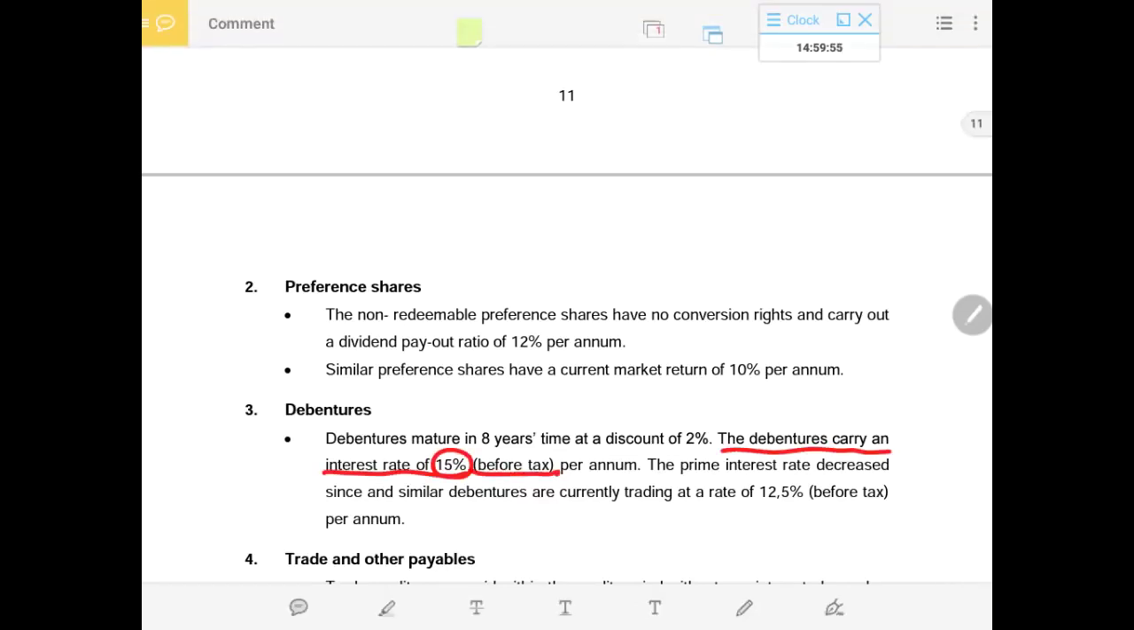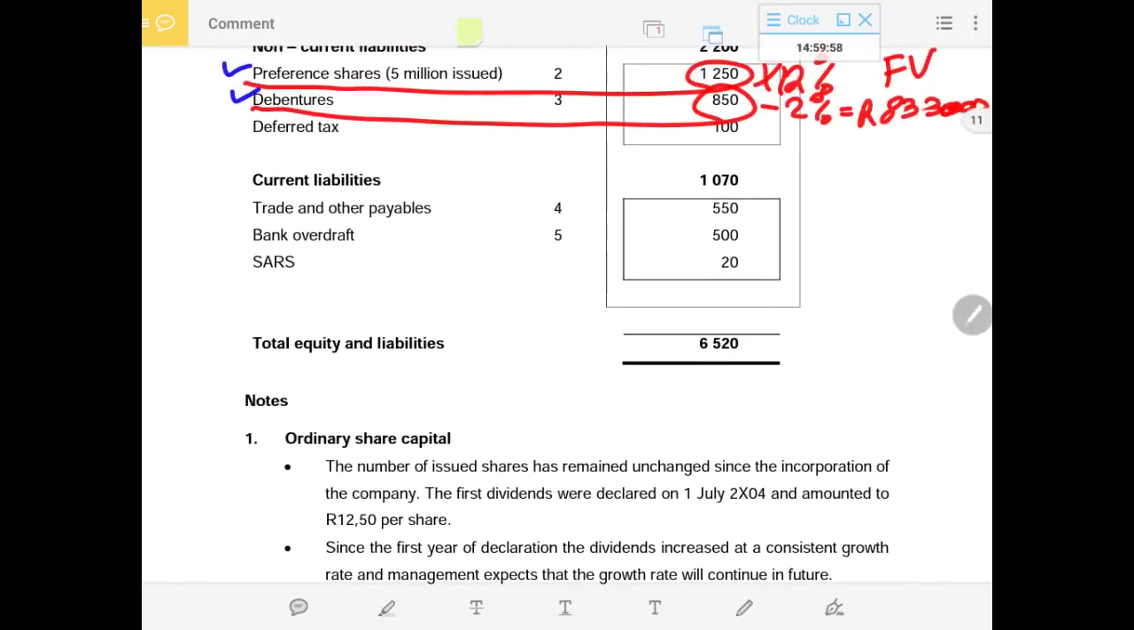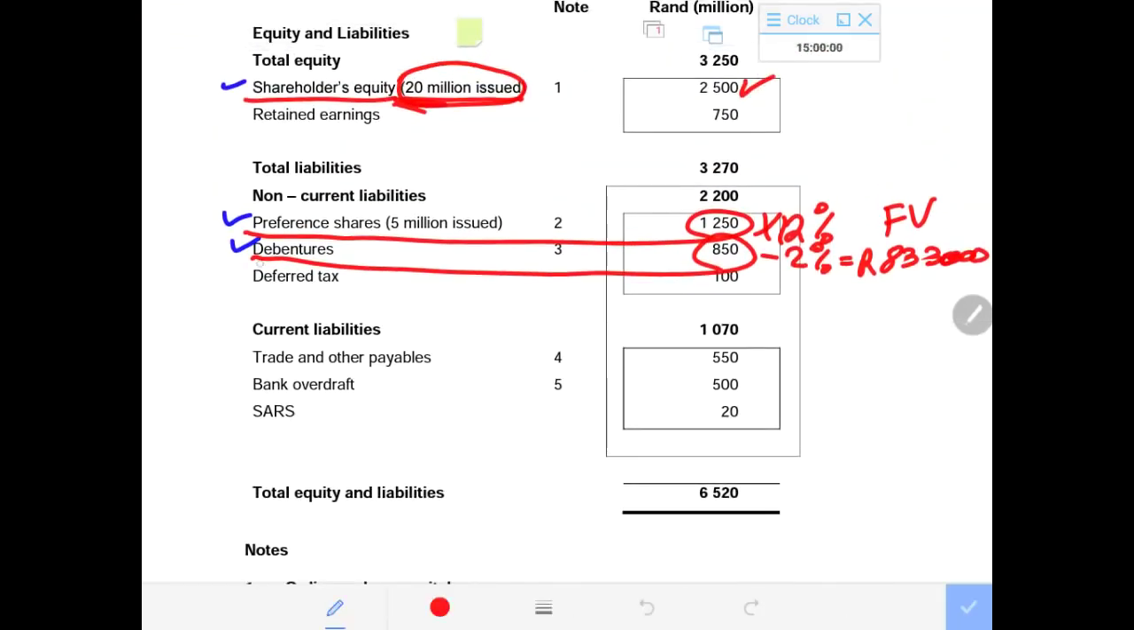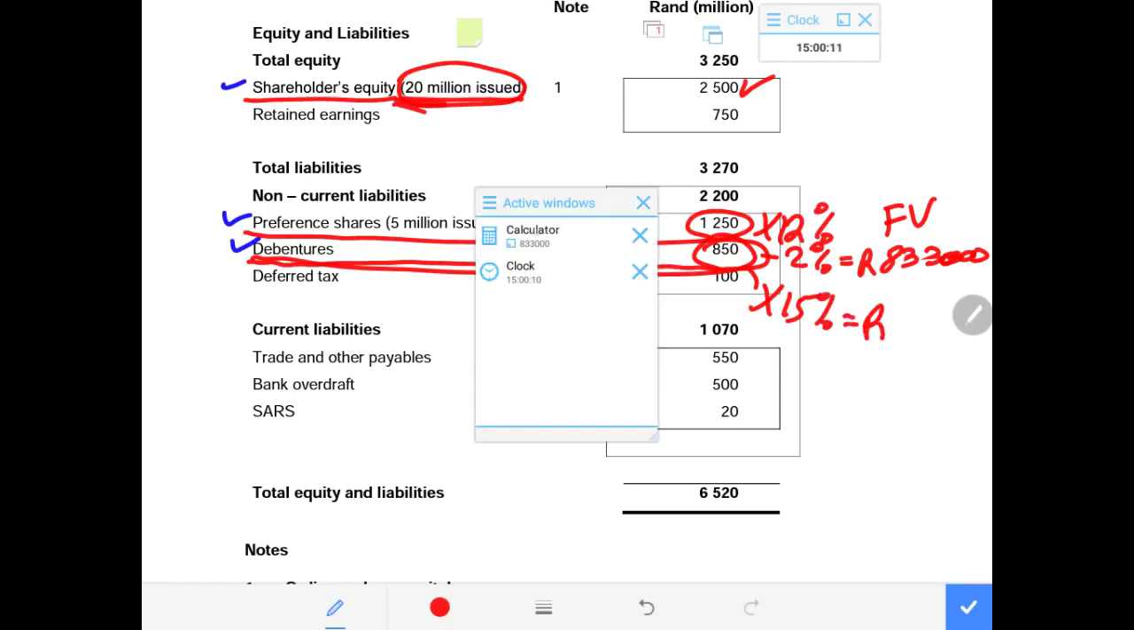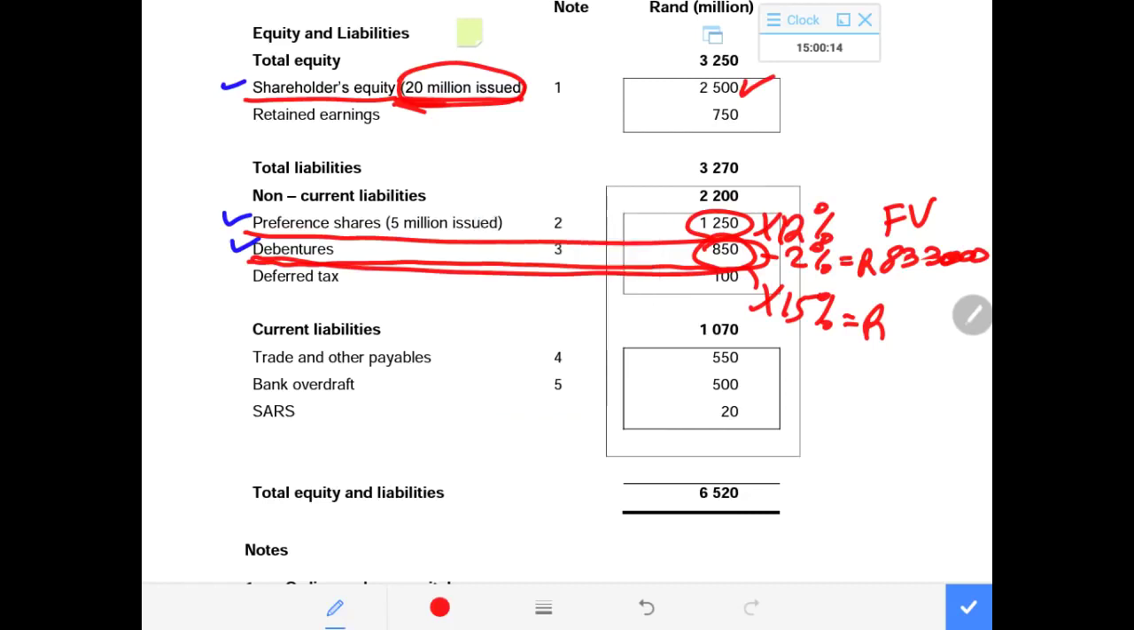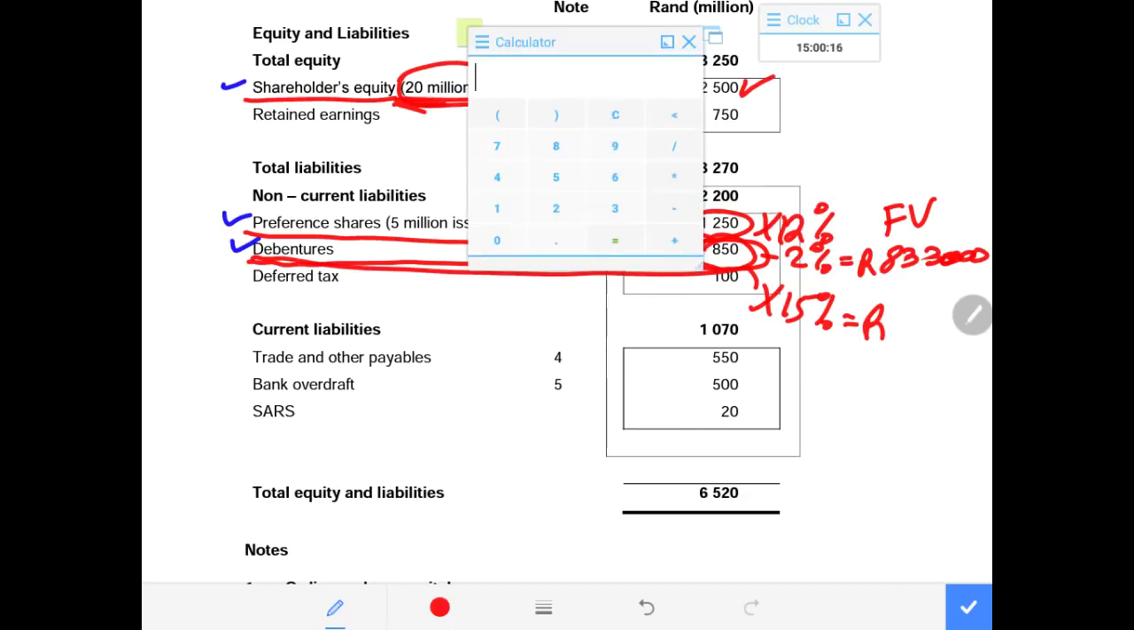So now, meaning out of the capital that our debenture holders have invested in our business, out of that 850,000 rands, 15% of that is money that we pay every end of the year because we agree to pay this to our debenture holders. So that becomes our interest, but before tax. So we have to say 850,000 multiplied by 15%. So meaning 127,500 will be the interest that we will be paying to our debenture holders every end of the year.